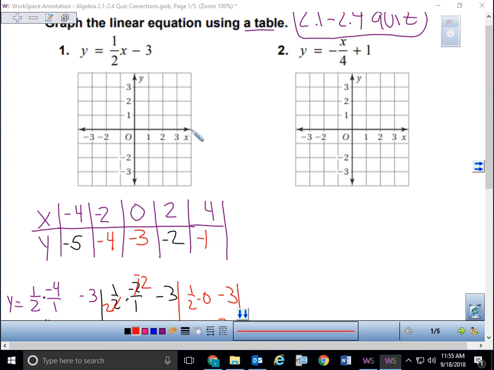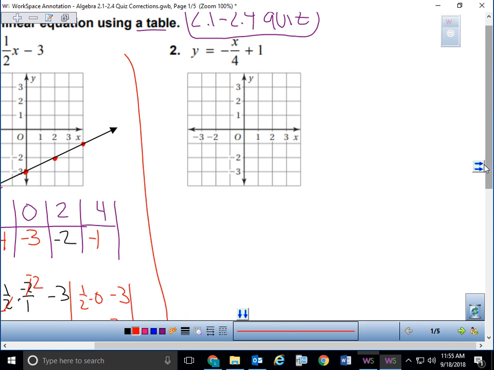So 4 is over here. 4, -1, put a dot. 2, -2. 0, -3. -2, -4 is about right here. Now, -4, -5. Well, -4 is right here. -5 is down here, so I can kind of estimate, do my best here. You should be using your straight edge, maybe your ruler, and connect your points. So this is what your graph should look like for question 1.